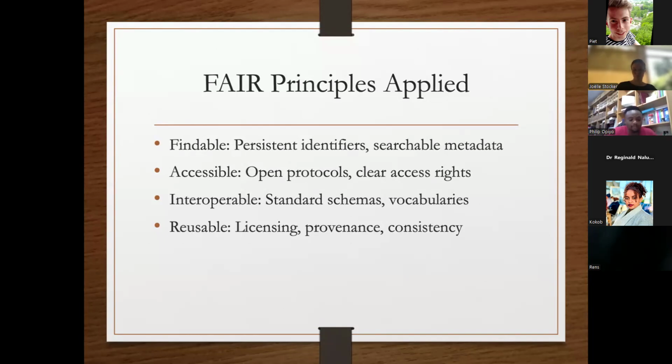Now, a good example will be, like, you tag each interview in a digital archive with keywords like human trafficking, for example, or Eritrea, for example, or refugees. Okay. Now, when we go to accessible, these are open protocol and clear access rights.